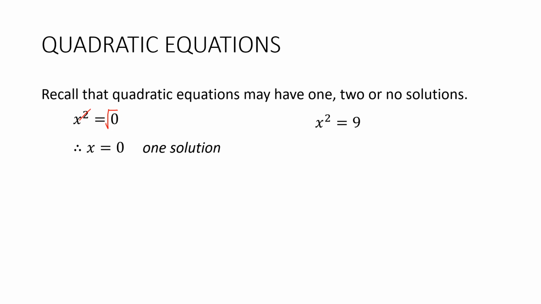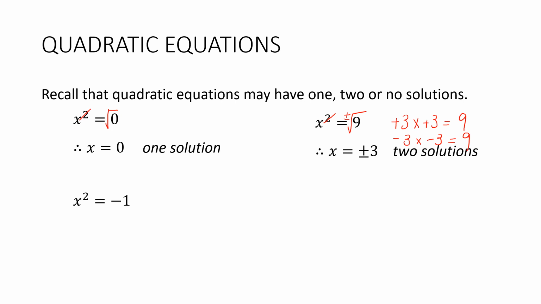How about this one? x squared is equal to 9. Again, I'm going to move that squared over by doing the square root of both sides. But in this case, there's going to be two solutions. And they are plus or minus 3. Now, let's just have a quick look at that. Positive 3 times positive 3 is equal to 9. And negative 3 times negative 3 is also equal to 9. So two solutions.